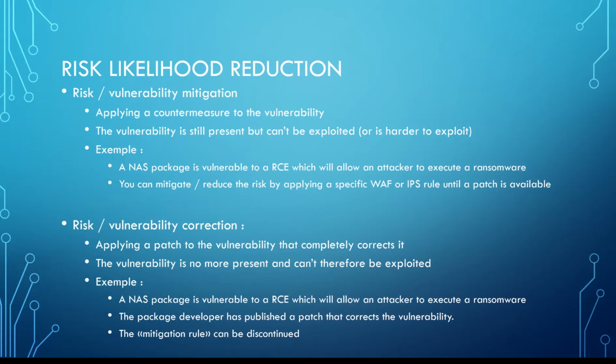Now for the vulnerability correction, you're going to apply a patch for this vulnerability that is going to completely correct it. So the vulnerability is no longer present and therefore can't be exploited. For example, we still have our RCE attack, which will allow an attacker to take control and execute a ransomware, for example. And the package developer has published a patch that corrects the vulnerability. So now you're protected, and if you had a mitigation rule, for example, you can just delete it.